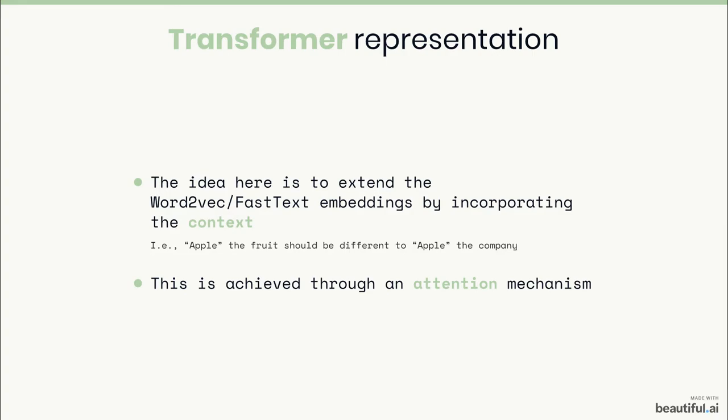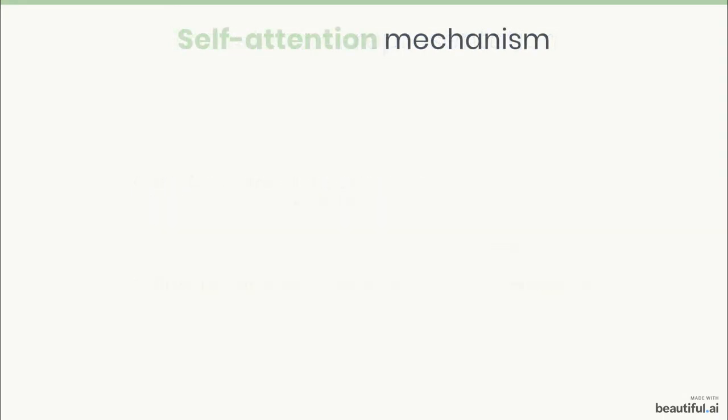And this would mean that our word embeddings are now dynamic, which means that we might have a different word embedding for the word apple depending on the sentence it appears in, because we want apple, the fruit, to have a different word embedding compared to Apple, the company. So taking this context into account is achieved through a mechanism called attention. So let's go through that.